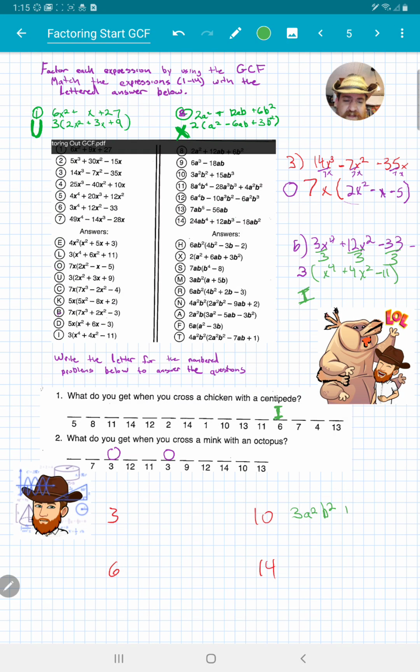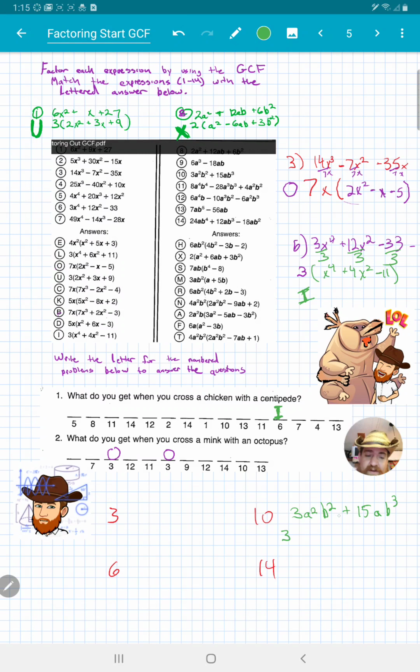And we have 15ab cubed. All right, so first, the coefficient, the number part of the GCF, that's going to be whatever the largest thing I can divide out of 3 and 15. Out of 3 and 15, the largest thing I can divide out of those is 3.